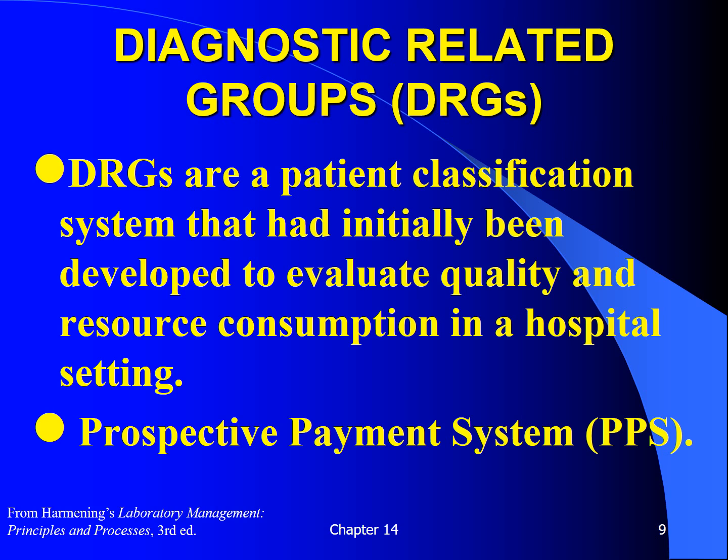In 1982, the Tax Equity and Fiscal Responsibility Act stated that Medicare reimbursement would be based on DRGs, and in 1983, the Social Security Act was amended to include a DRG-based reimbursement system for all Medicare patients. This system is referred to as the prospective payment system. Under the PPS, hospitals would receive a set amount of reimbursement per patient discharge.